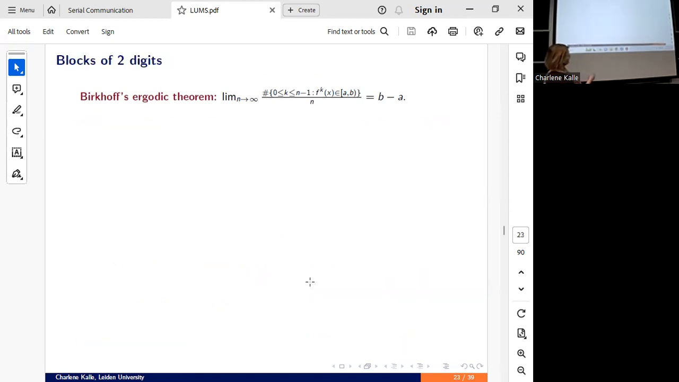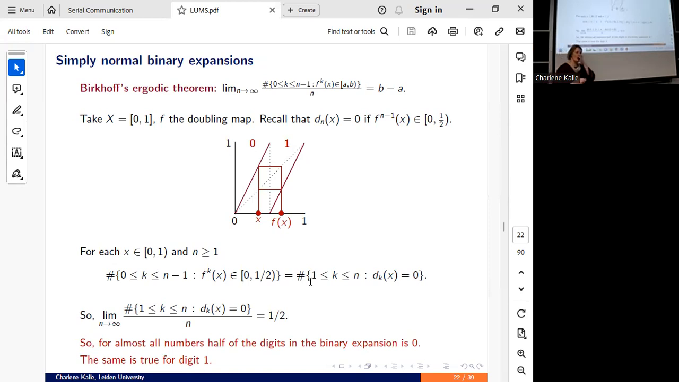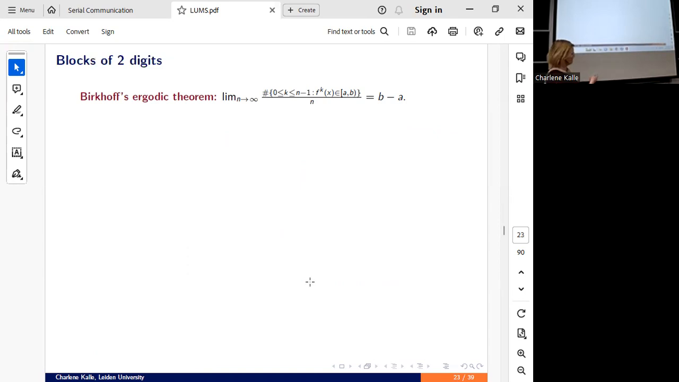Okay, so now what about blocks of digits? Okay, so this is simply normal. So now let's consider blocks of 2 digits. It's a very natural bridge to the next slide. So we look at blocks.